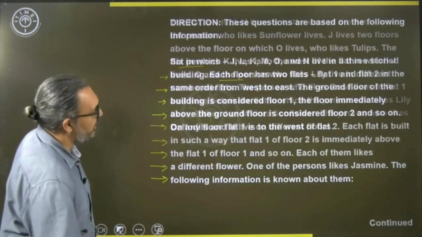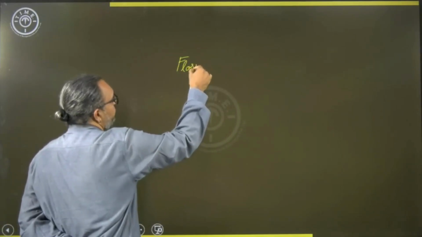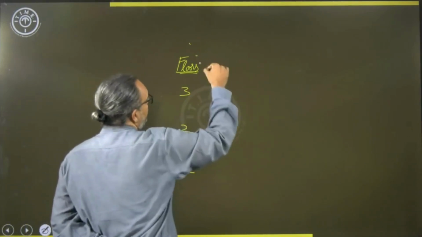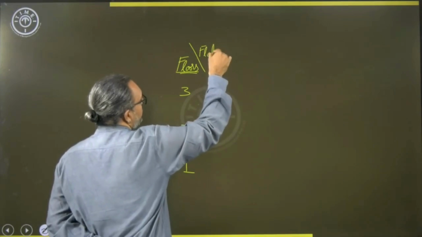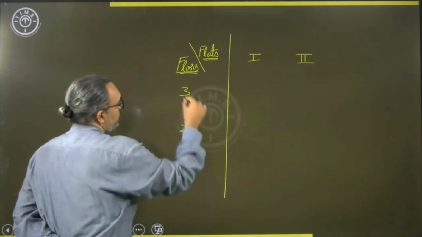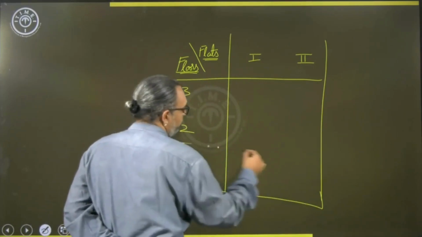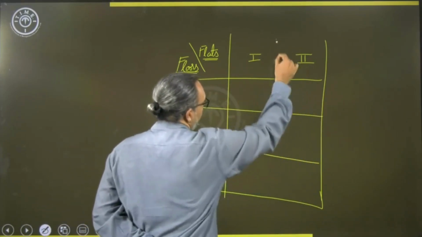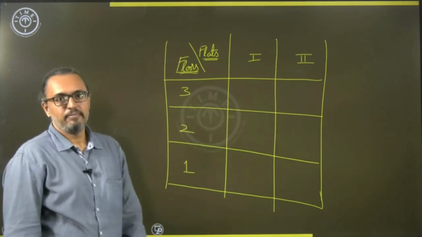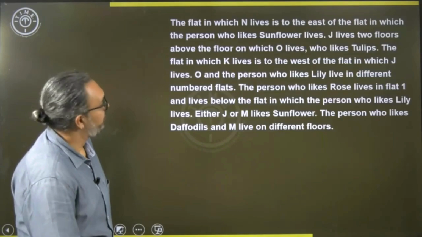Okay. So let's take the arrangement first. So we will have 3 floors and then 2 flats, flat 1 and flat 2. And apart from fixing the persons, we must now also have to fix their favorite flower. Okay? Right. Now let's see the information.